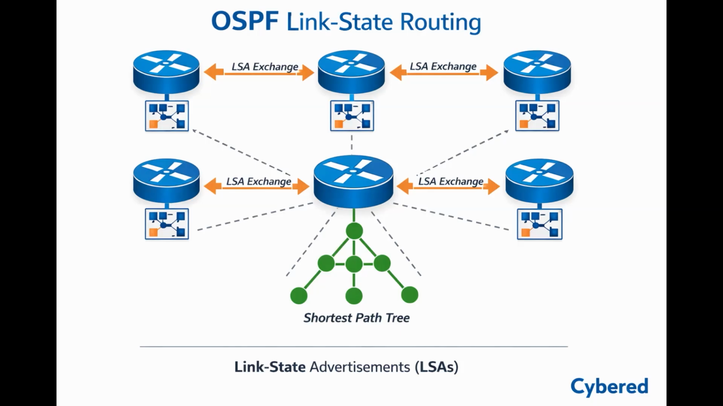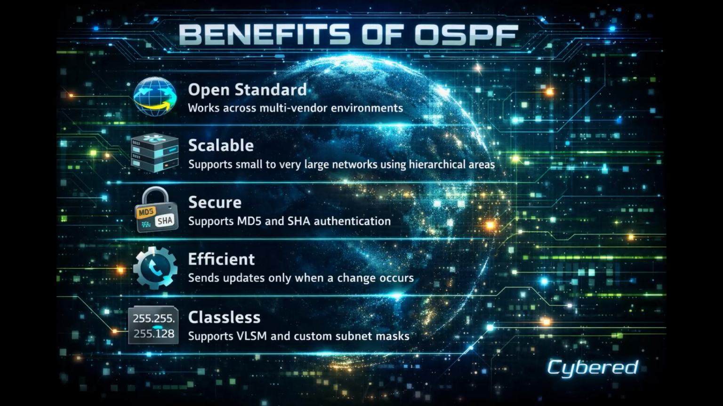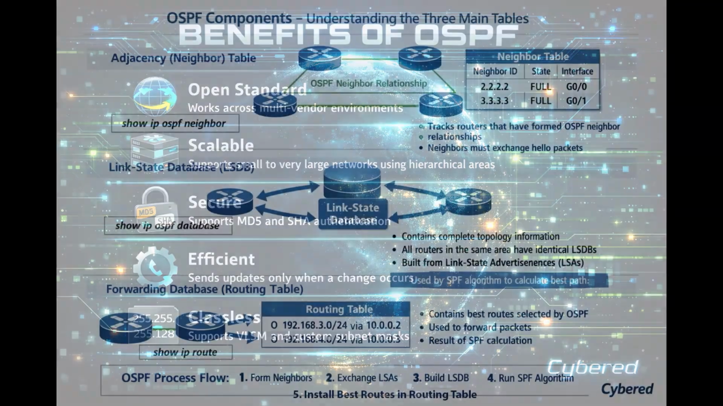OSPF has become the industry standard for dynamic routing in enterprise networks. The benefits of OSPF: it's open standard, works across multi-vendor environments, scalable, supports small to very large networks using hierarchical areas, it's secure, supports MD5 and SHA authentication, it's efficient, sends updates only when a change occurs, and classless, supports VLSM and custom subnet masks.